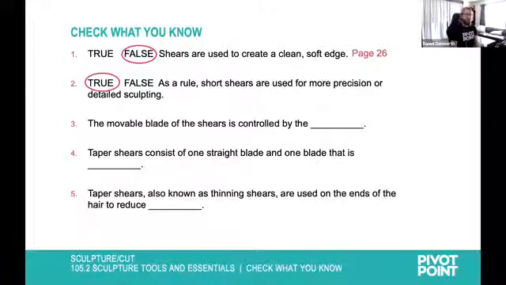Let's go to the next question, which is going to be a short answer. The movable blade of a shear. If I grab my shears, the movable blade of the shear is controlled by what? All right, short answer. Is this your ring finger? Ring or thumb? How would you answer this? Which controls the movable blade? I'm even giving you a little view right here on camera.